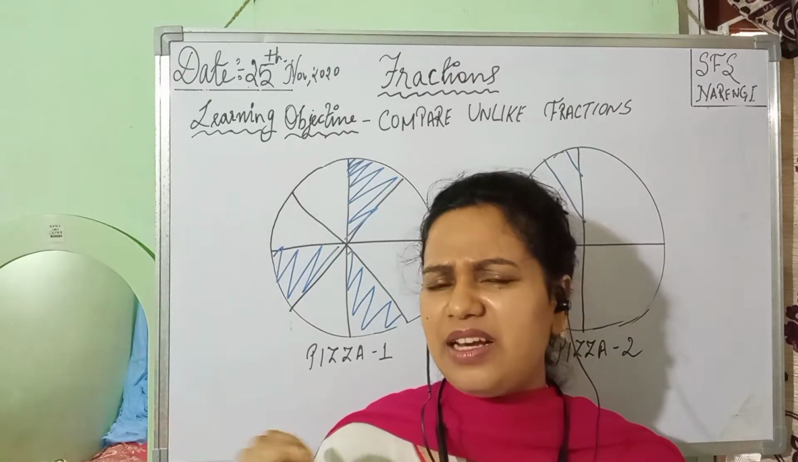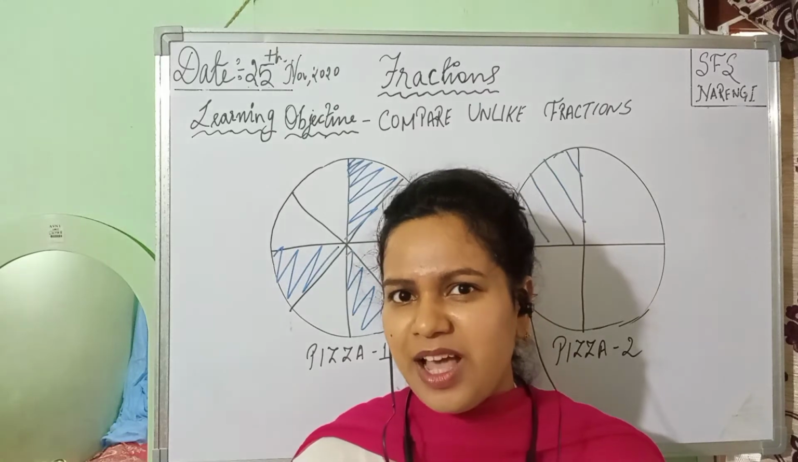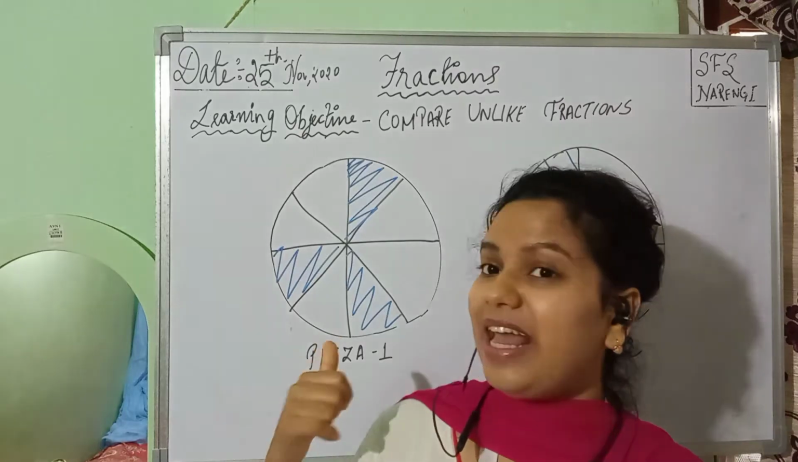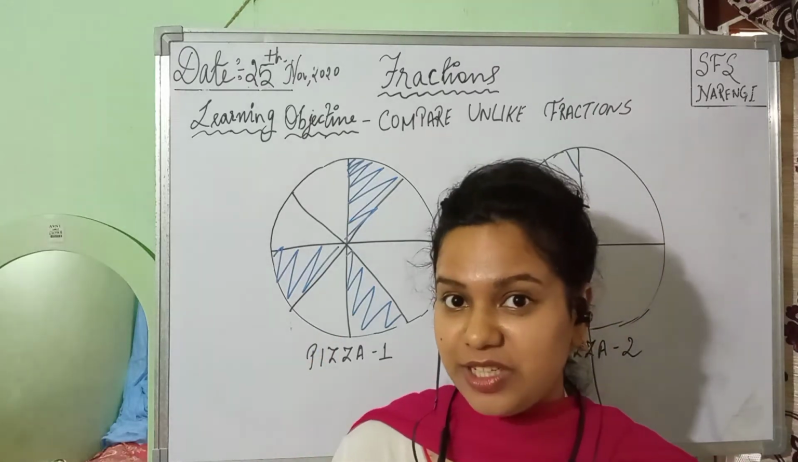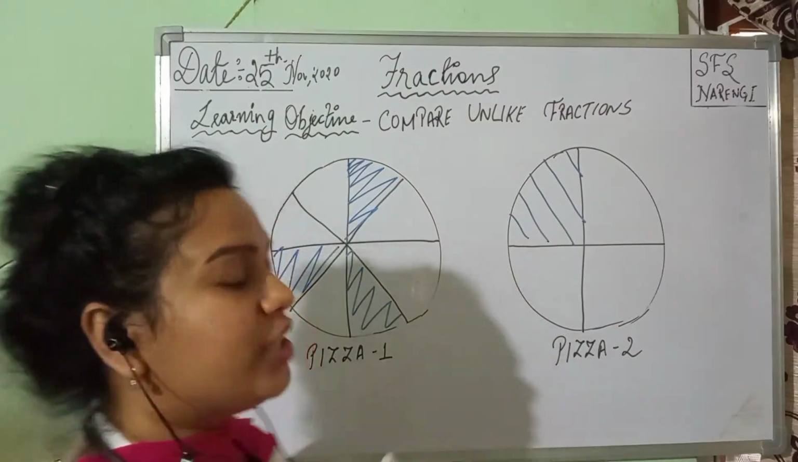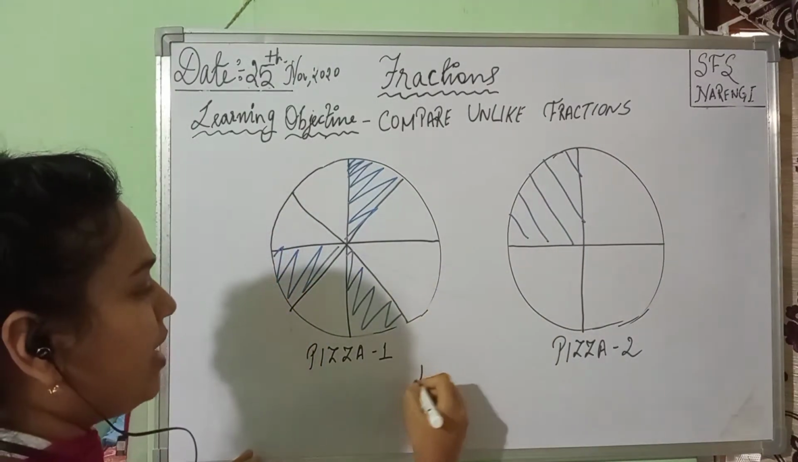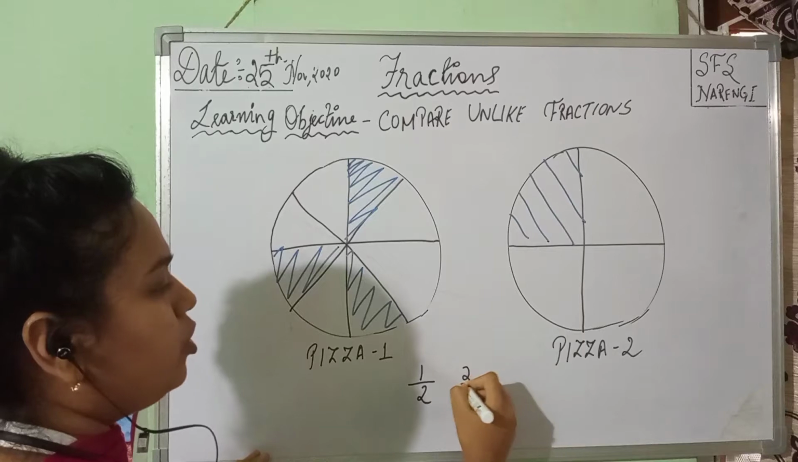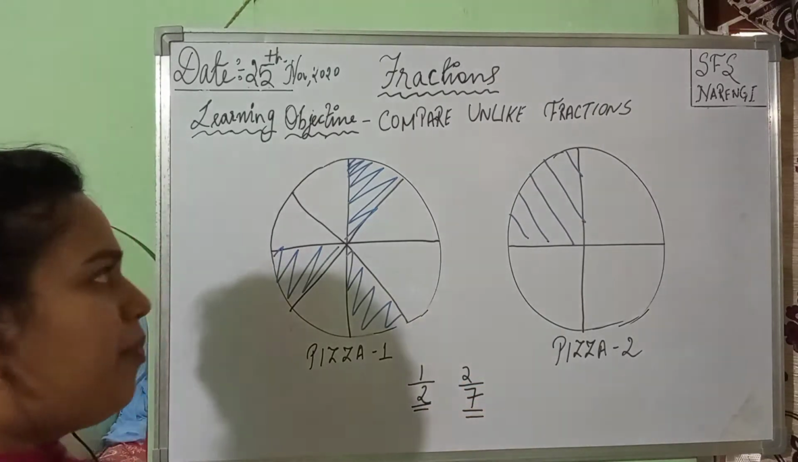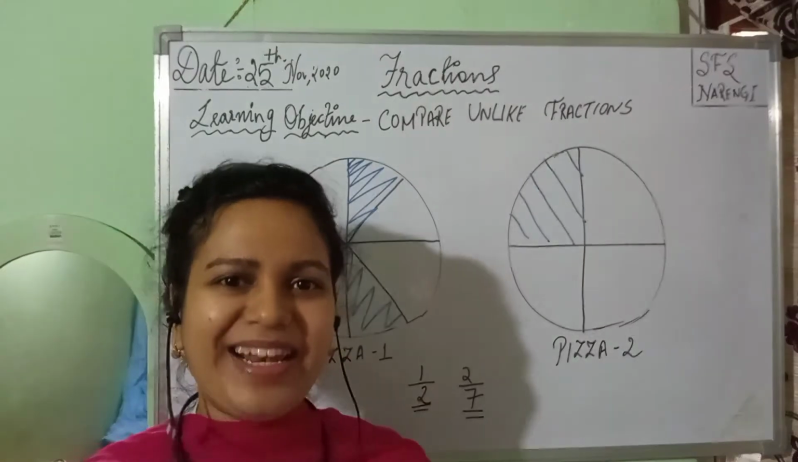Now, what is an unlike fraction, might I ask? Do you remember what an unlike fraction was? Unlike fractions are fractions where the denominator is not the same. Okay, suppose I take 1 by 2 and 2 by 7. The denominators are not the same, and that is why they are called unlike fractions.